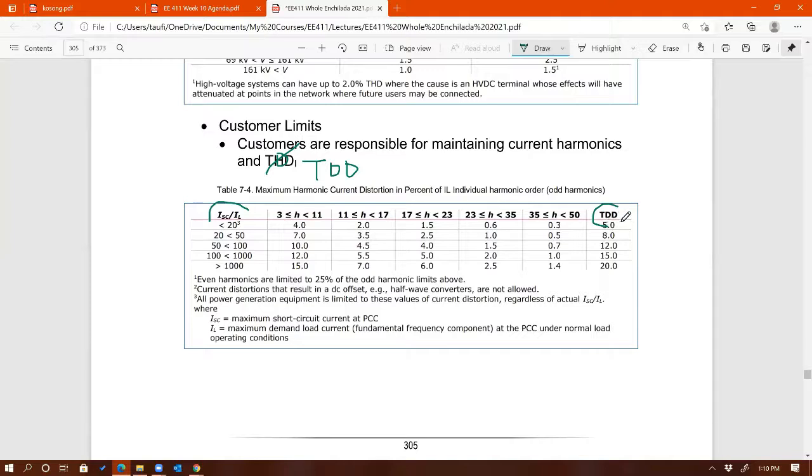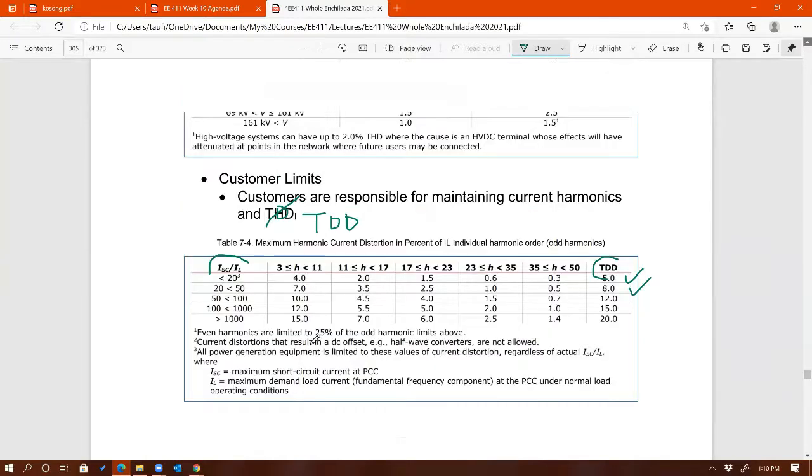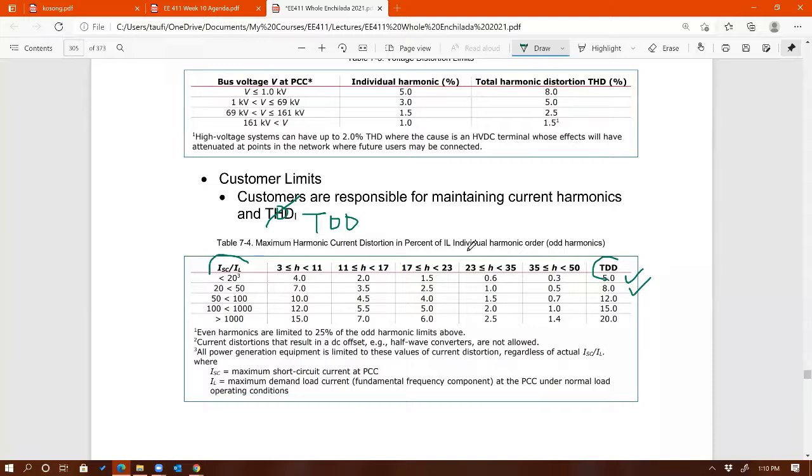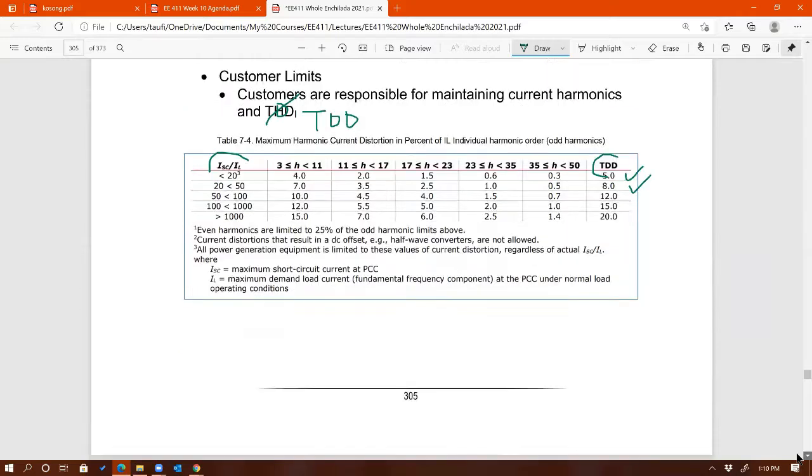And if you sum them up, the overall effect should be less than 5%. If it's between 20 to 50, then the overall effect should be less than 8% TDD, and so on and so forth, right? So this is an example of harmonic limits that we need to follow, or a lot of companies follow when they design their electrical systems.